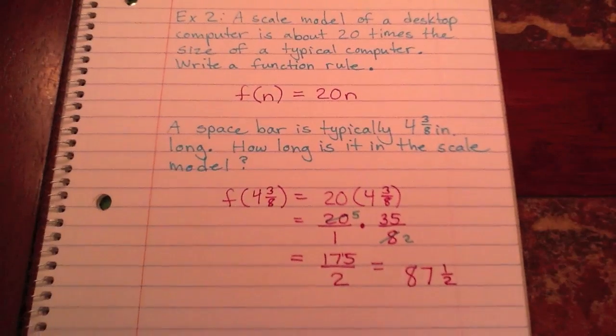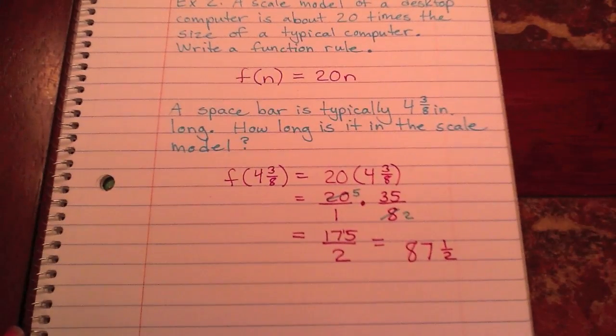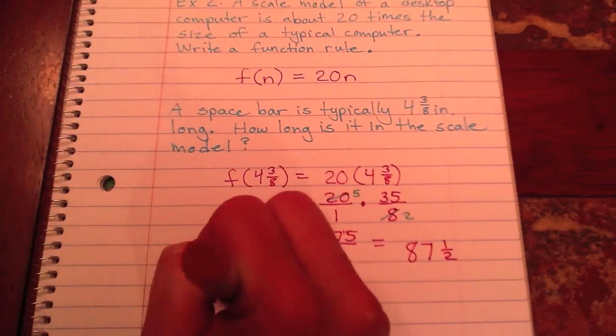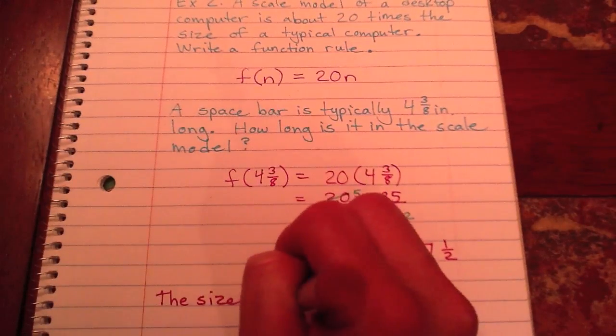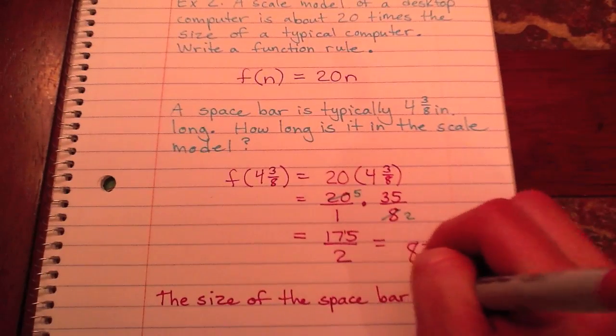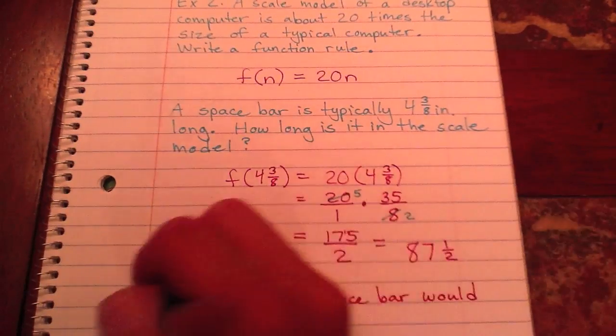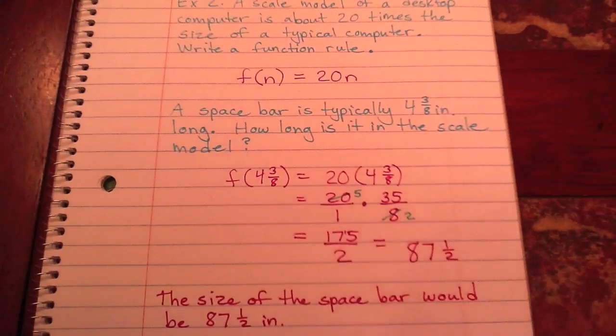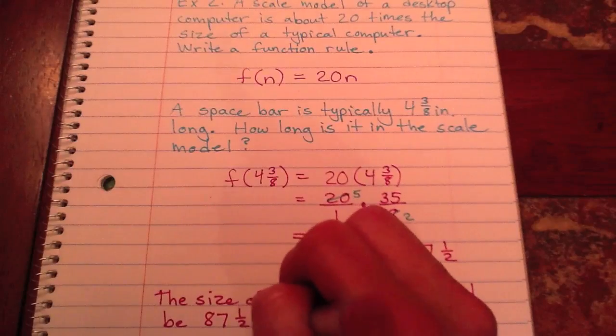Okay, this is not considered right at this point because you need to label it. So you would actually say the size of the space bar would be 87.5 inches long.